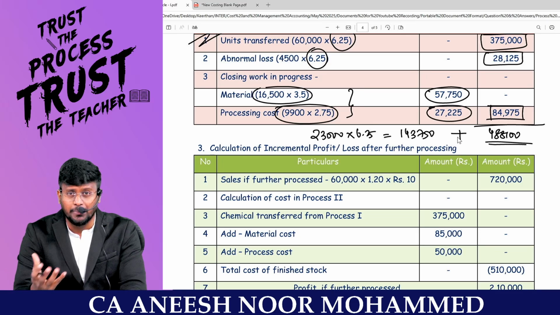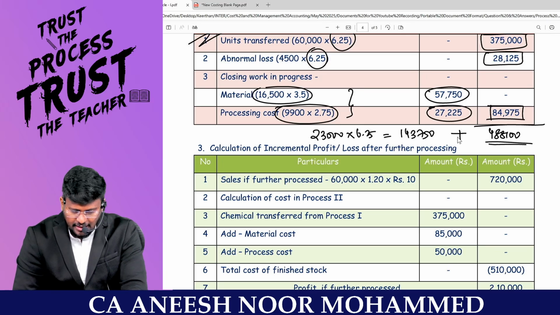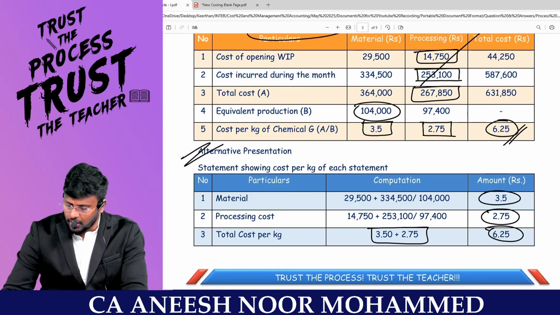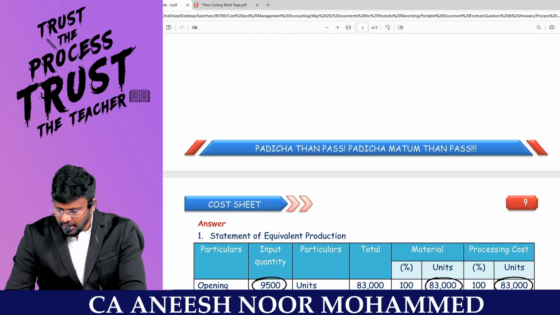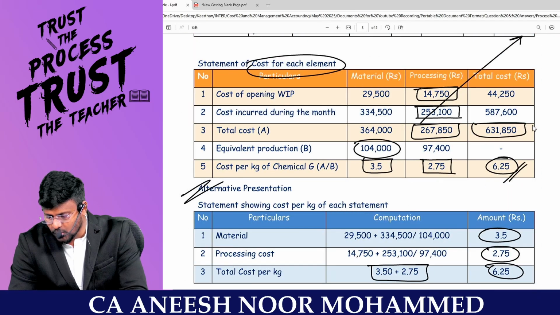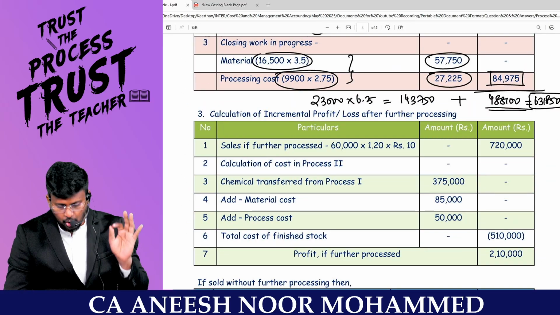1,43,750 will also come to the cost. But that has not been asked in the question. Plus 4,88,100 comes to a total of 6,31,850. If you see here, the total cost which they have written, 6,31,850, has been perfectly matched in part number 2.